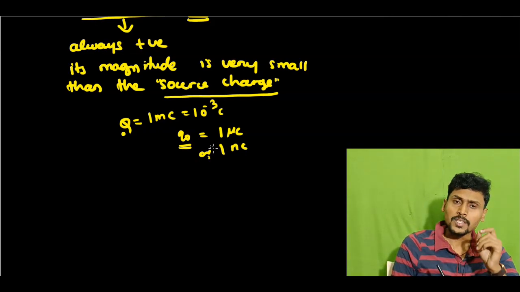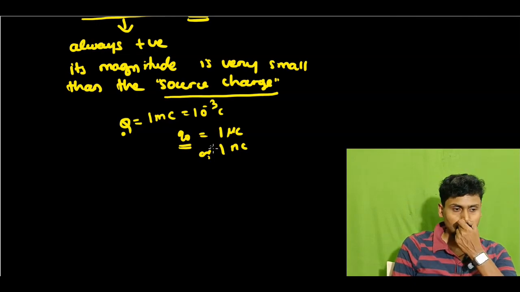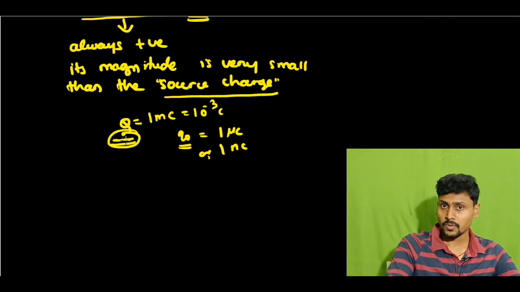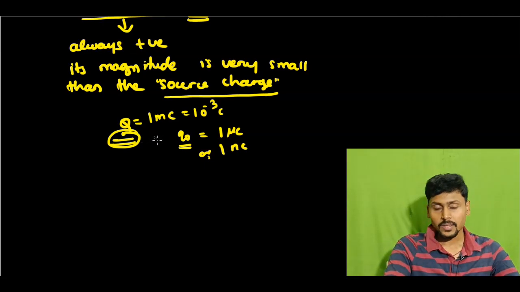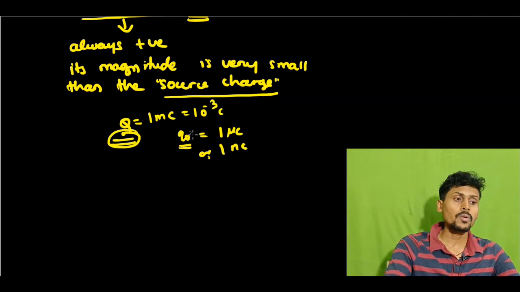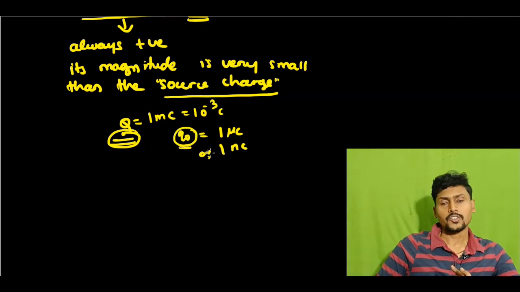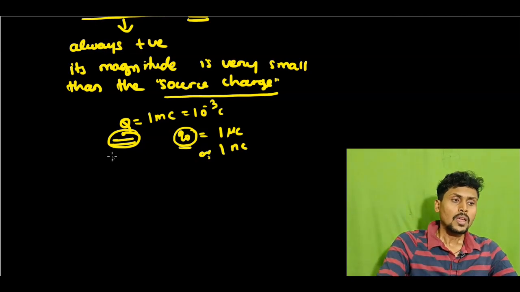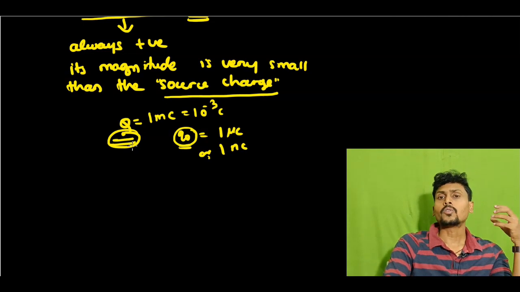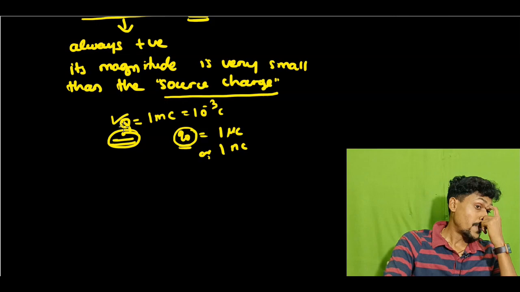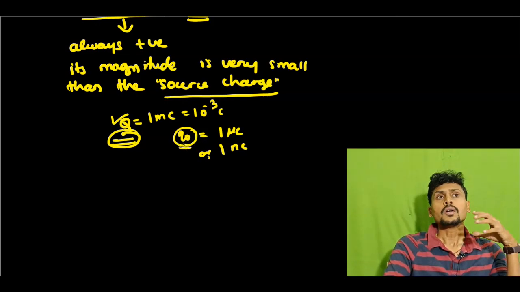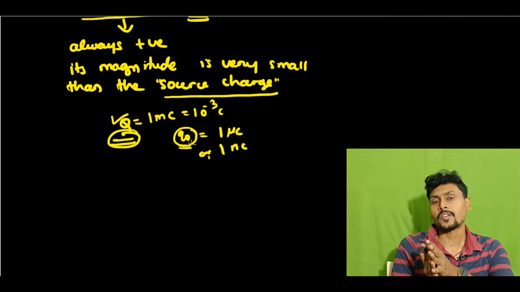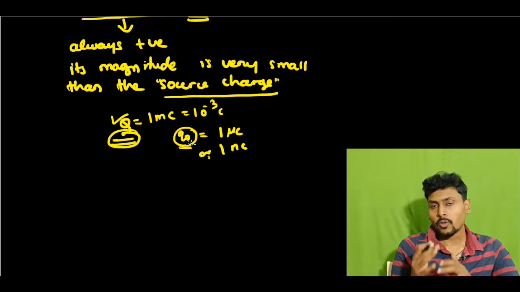So now the question arises, what is the reason behind taking the magnitude of the test charge very small? Okay, the reason is pretty simple. Look, we are going to calculate the electric field due to this source charge, which is 1 millicoulomb. And to test the presence of an electric field, we have to use the test charge. Remember that every charge, whether it has a small magnitude or a large magnitude, produces its own electric field. So actually we are studying the electric field due to the 1 millicoulomb charge. But if I take the test charge greater than or comparable to the source charge, then what will happen? The electric field produced by the test charge will interfere with the electric field due to the source charge. So you cannot study it correctly. There will be some error. Okay.